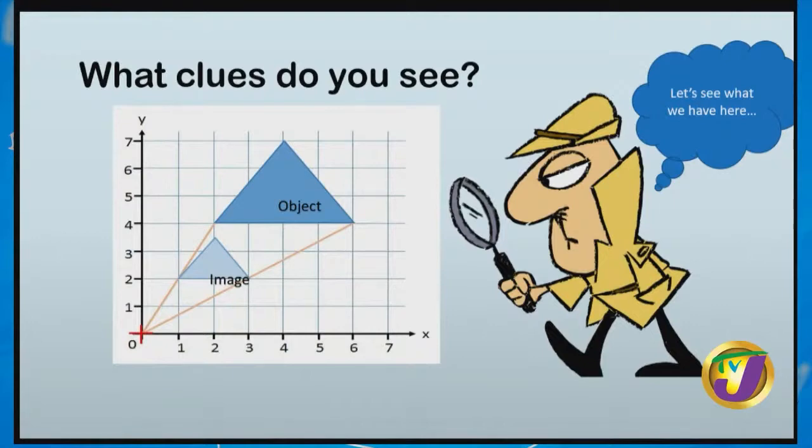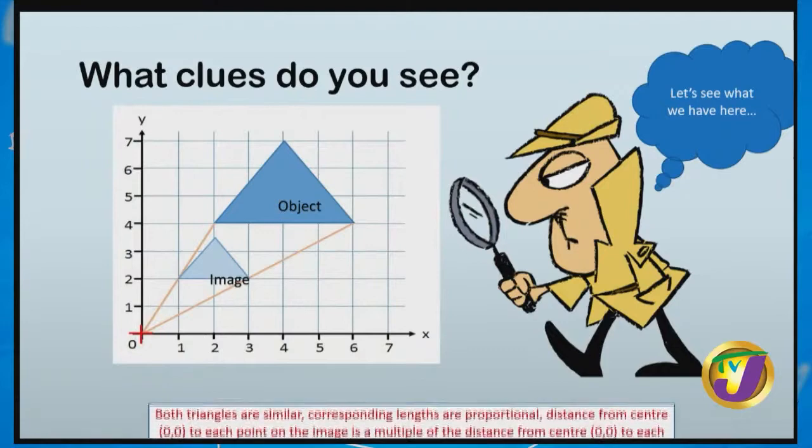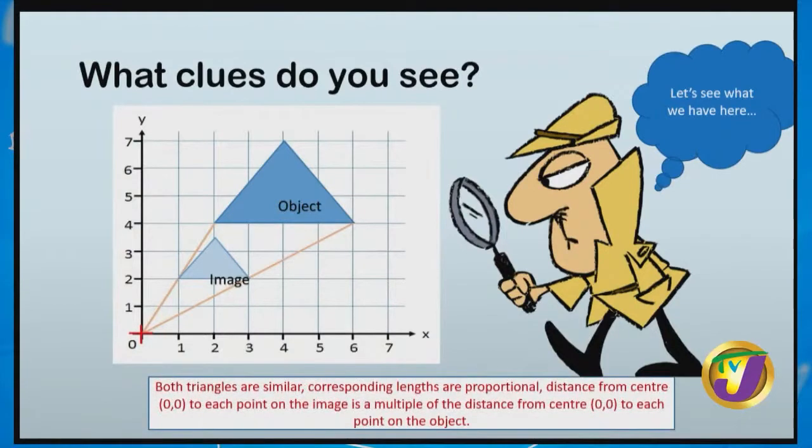Okay, so let's summarize again. Both triangles are similar, and corresponding lengths are proportional. The distance from the center, 0, 0, to each point on the image is a multiple of the distance from the center. And we'll talk about more of that as we go further into the lesson.